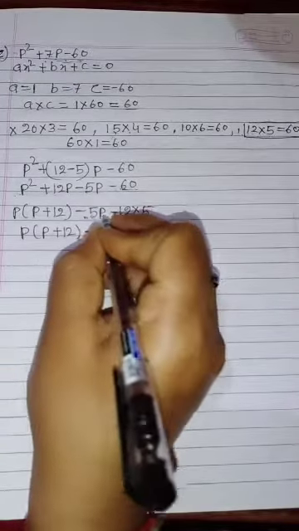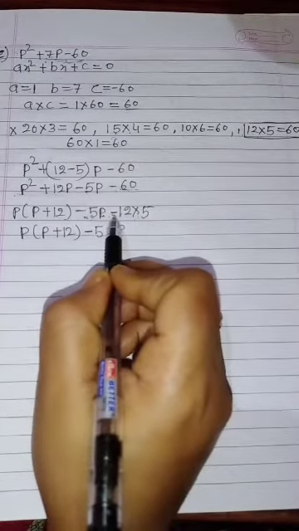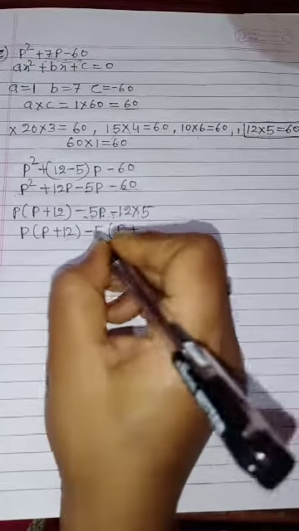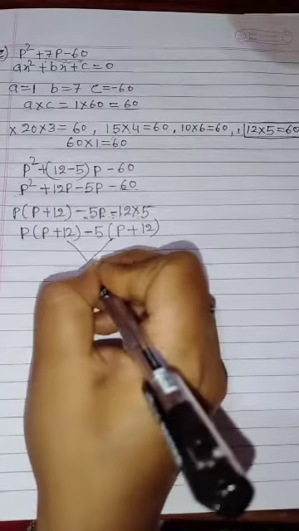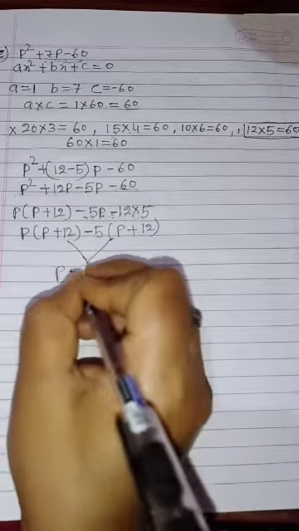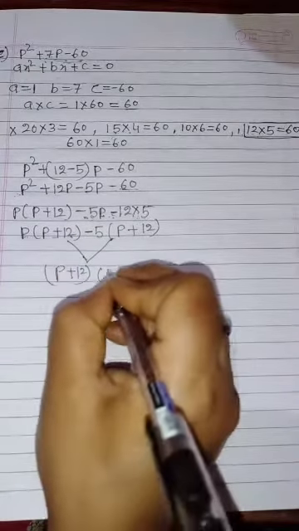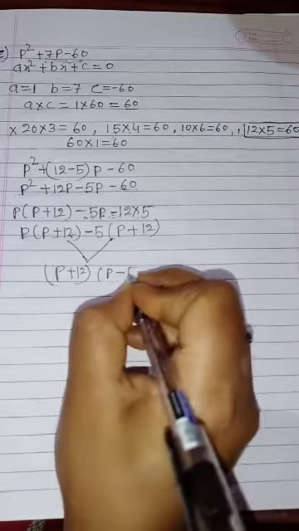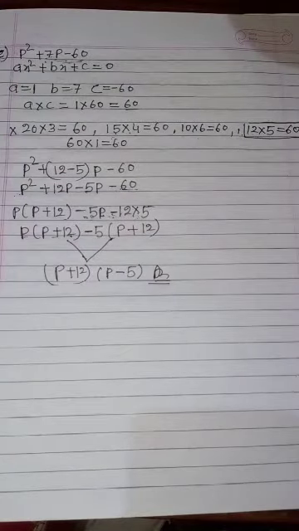So what will remain here now? P. I told you that the sign inside will be changed, so this minus will become plus, and 12 will remain. You can see that again P plus 12 is coming as common. Along with P plus 12, what is here? P, and then minus 5. So this will be your answer.